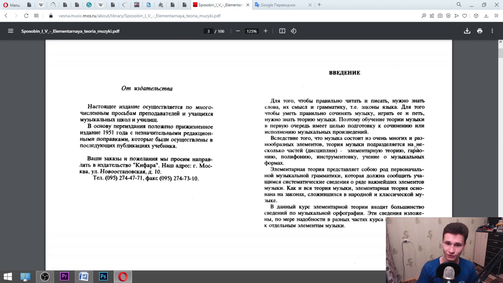Theory of music has different parts. Disciplines in this breaks. We have like rounded breaks. And here's what: Элементарная теория. The theory, elementary theory, like easy, okay? And гармония, harmony, полифония, polyphony, инструментовку, the theory of musical instruments.